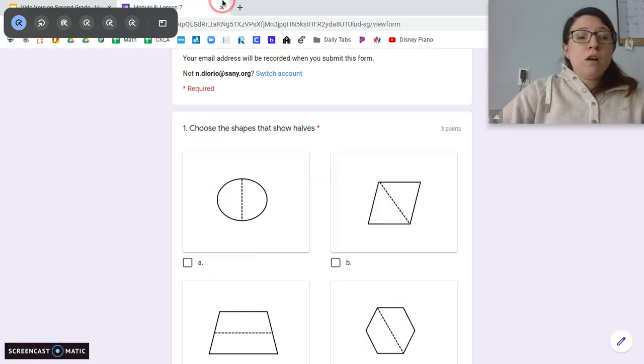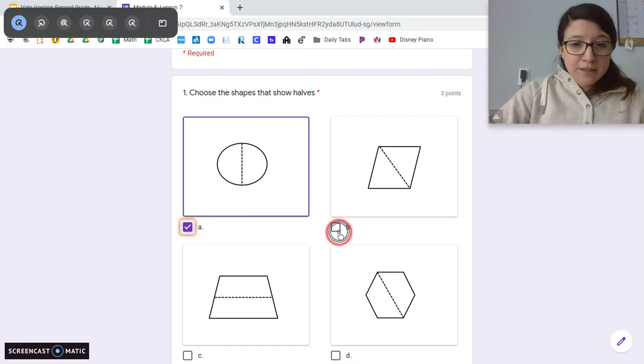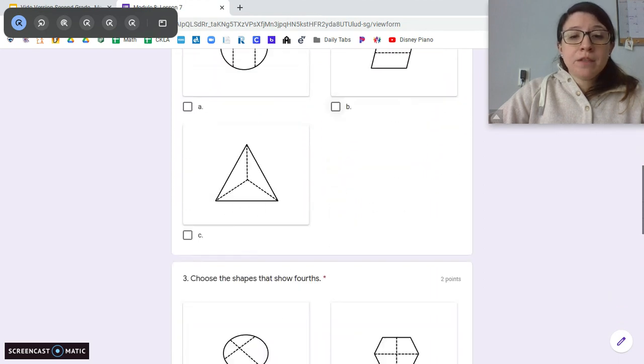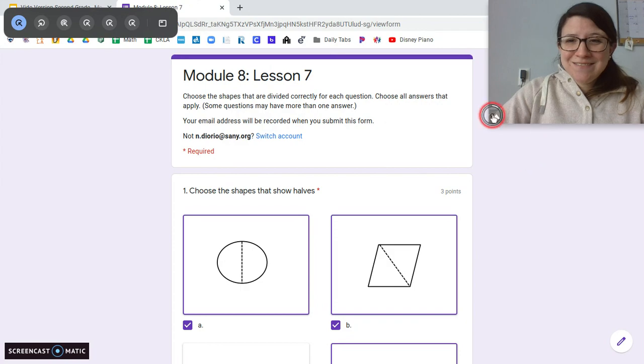Awesome work. So on your exit ticket today, you're going to do the same thing. You're going to check off the boxes for the shapes that show halves, show thirds, and show fourths. That's it. Good job, guys.